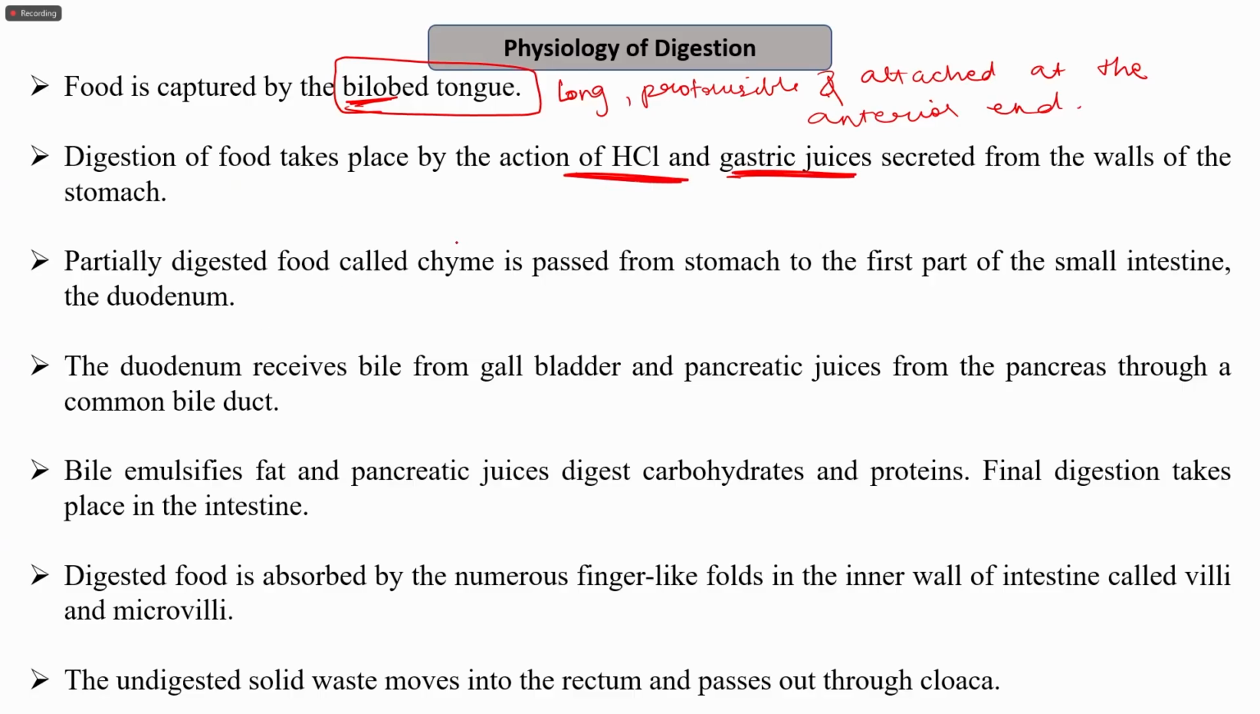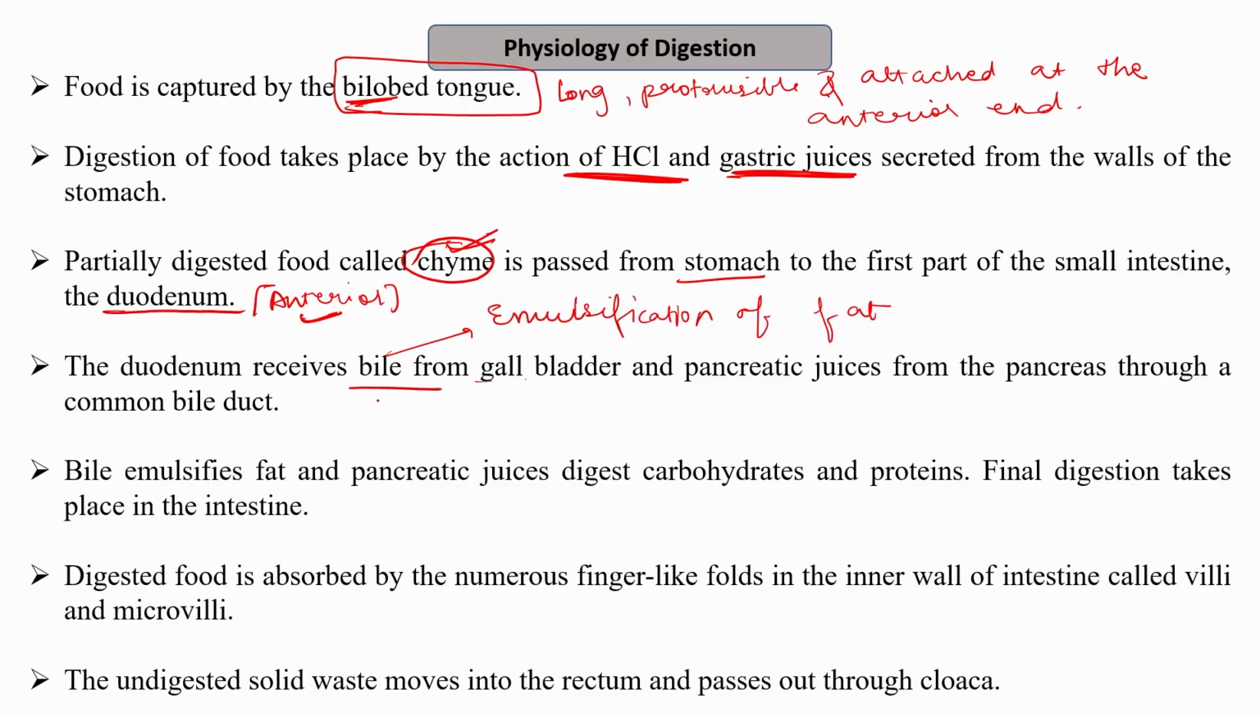Partially digested food, which is called chyme, is passed from the stomach to the first part of the small intestine. We know that the duodenum is present on the anterior side. This chyme passes into the duodenum, and the duodenum receives bile from the gallbladder. We know the function of bile: it helps in the emulsification of fat. The duodenum receives bile from the gallbladder and pancreatic juices from the pancreas through a common bile duct. Bile emulsifies the fat, and pancreatic juices digest the carbohydrates and proteins. Final digestion takes place in the intestine.